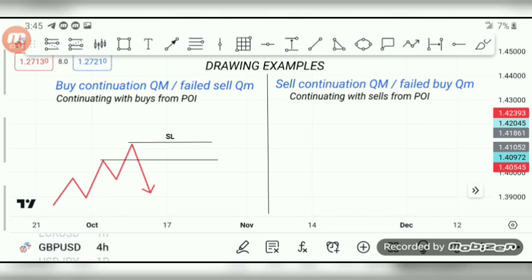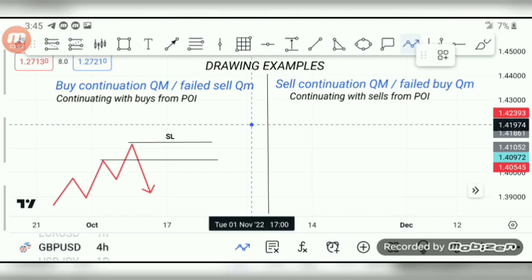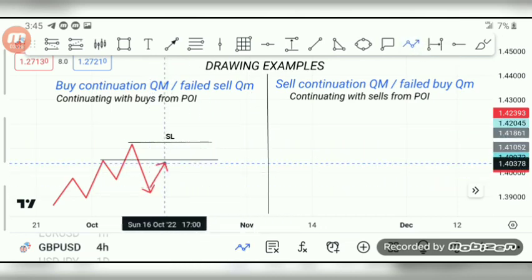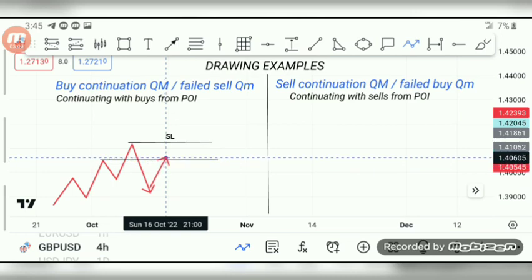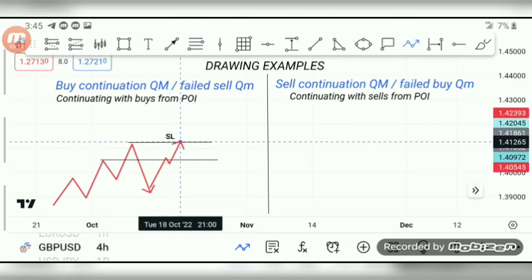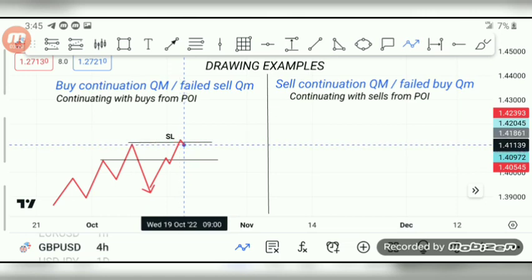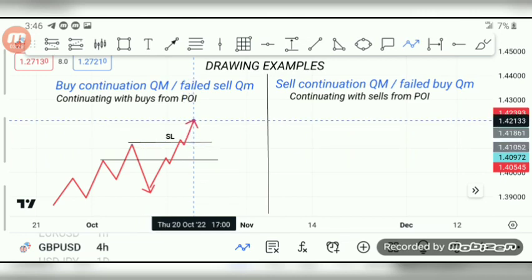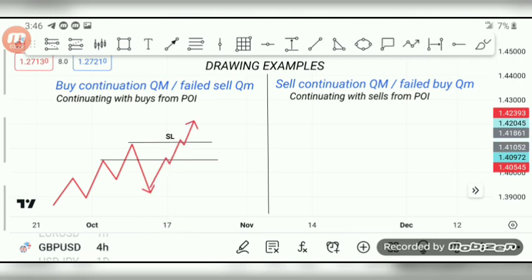But on a buy continuation QM, or the failed sell QM, this is a situation where that sell doesn't hold. So we want to see price come back and trigger your sell position right there. Sometimes it makes a small reaction, then it comes and triggers your stop loss. Sometimes it comes back immediately, or it could give another big move to the upside. Okay, so now we are all not happy. We're so sad. We hit our stop loss.